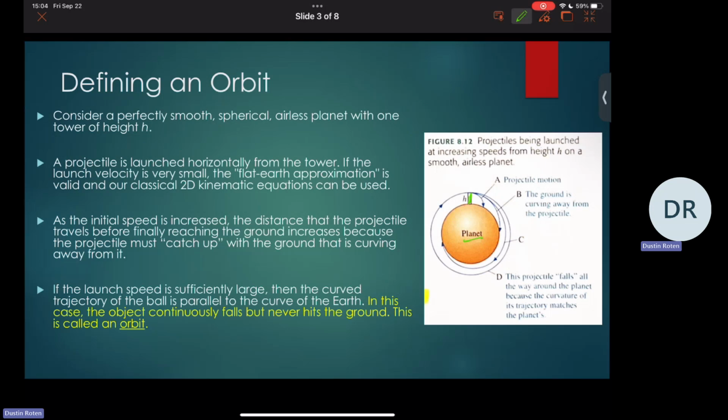So that being said, let's assume a projectile is launched horizontally from the tower. And if the launch velocity is small, then the flat Earth approximation is valid, and our classical 2D kinematic equations actually will work. You can see what happens over here. This is going to be trajectory A. So I'll leave a note here, trajectory A.